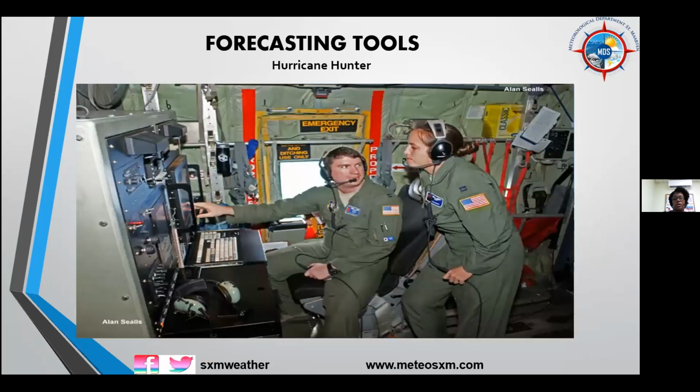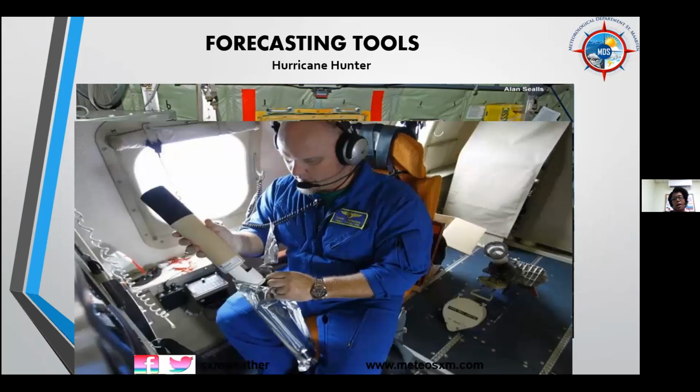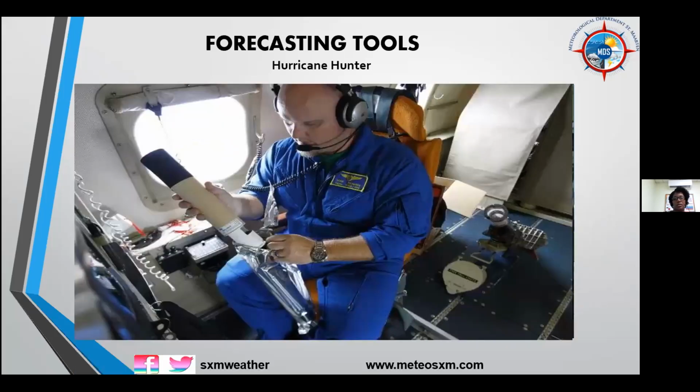It is a very rugged ride to go through a hurricane. You can see everywhere is padded. You have to be strapped down. This little equipment you see the gentleman holding, this is what gets the information for us. It is called a dropsonde.